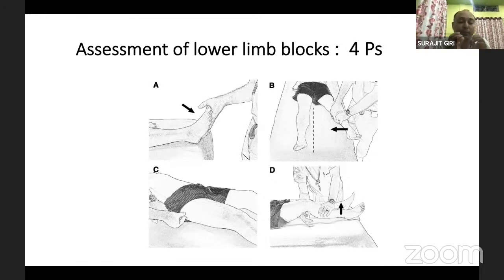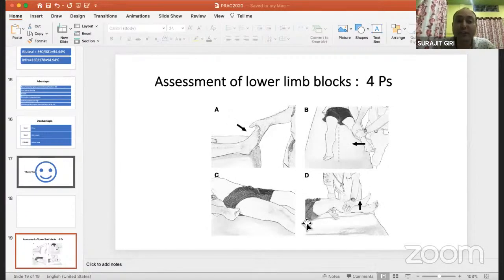Even then, before going for the incision or the surgery, we take an ice cube and run it over the incision area. If the patient is not getting that cold sensation, then we go for the surgery. So that is what I want to add only. Thank you. Over to Ganesh.